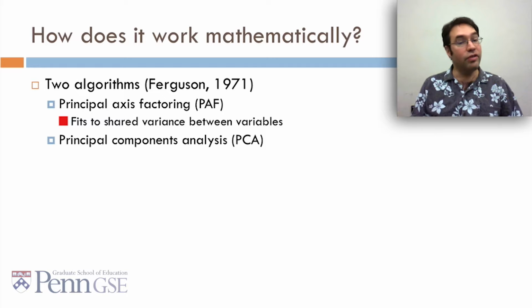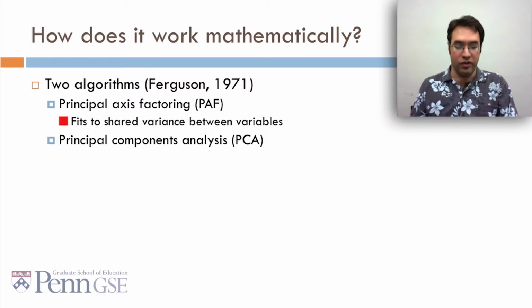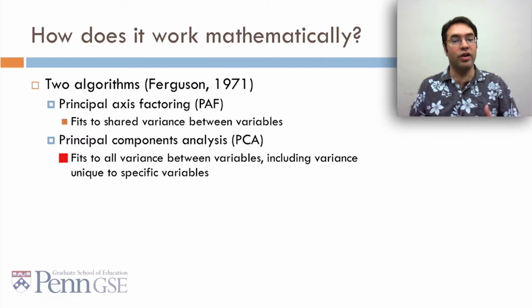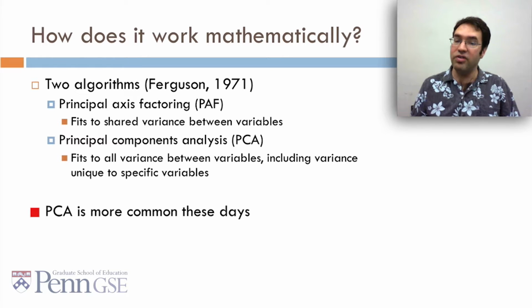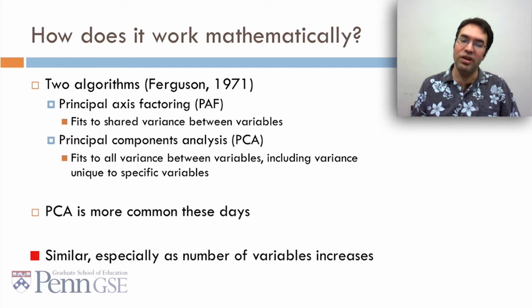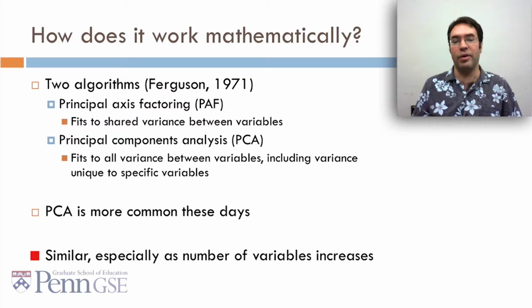Principal axis factoring fits to the shared variance between variables. It tries to find what the shared variance is. And principal component analysis fits to all variance between variables, including the variance unique to specific variables. PCA is more common these days. It really doesn't matter so much, especially as the number of variables increases. PCA is a little bit easier to compute.